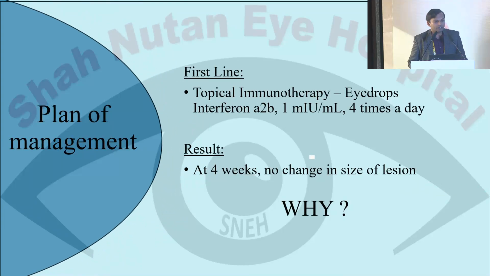Now our first challenge was whether to go for a surgery in a bilateral case with severe dry eye or go with conservative management. So we went ahead with a topical immunotherapy, that was interferon alpha 2B drops, 1 million international units 4 times a day. At 4 weeks, there was no change in the size of the lesion. Why? This was our first challenge.